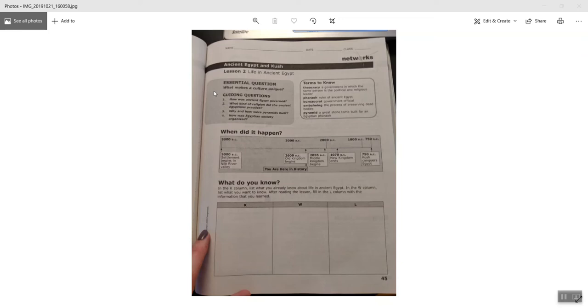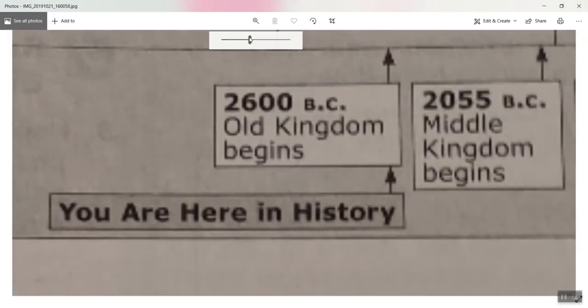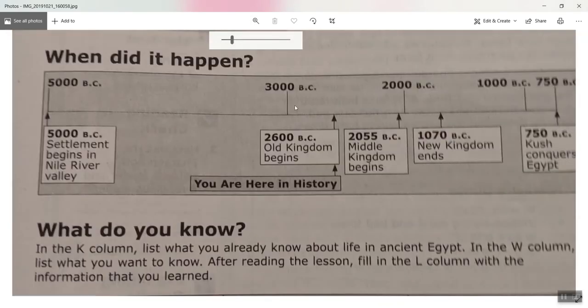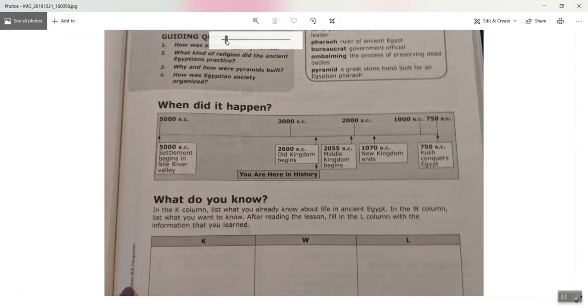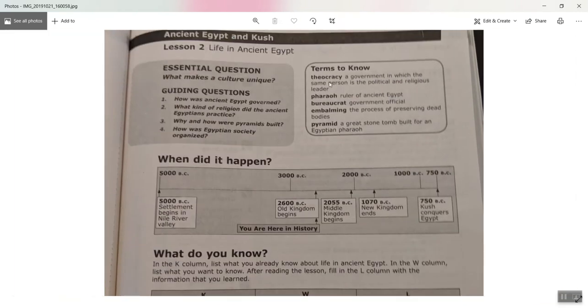Some terms to know are theocracy, a government in which the same person is the political and religious leader. I'm going to zoom this in a little bit. Whoa, not that much. Theocracy. A pharaoh is the ruler of ancient Egypt. A bureaucrat is a government official. Embalming is a process of preserving dead bodies. Pyramid is a great stone tomb built for an Egyptian pharaoh.